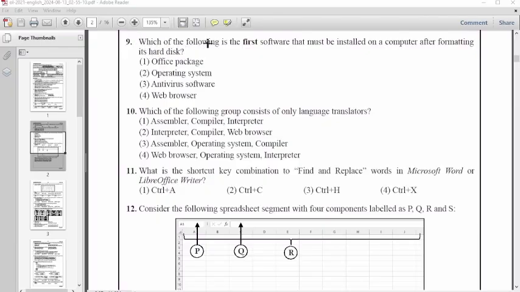Which of the following is the first piece of software that must be installed on a computer after formatting the hard drive? That's 5 seconds to read it. Next, go through this list: Office packages, operating system, antivirus, web browser. So we know web browser is out, antivirus is out, Office packages is out. The only remaining thing is the operating system, the first thing that you have to install. So 5 seconds for that. Altogether you have 10 seconds there. So you have saved about 50 seconds.